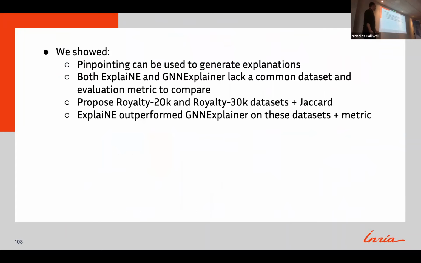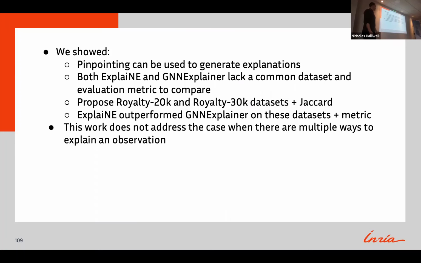So in this section, we showed that pinpointing can be used to generate these ground truth explanations, and that both GNN explainer and explainer lack a common data set and evaluation metric. And so we proposed these two data sets with the use of the Jaccard score, and we showed that explaining outperformed the GNN explainer on these data sets and metric.